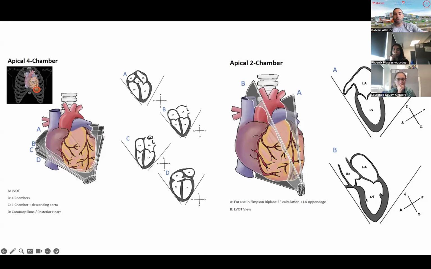So it's a good place to obtain what we call the isovolumetric relaxation time and to see your flow into your aorta and get your Doppler for your LV output. And then you get your two-chamber view.